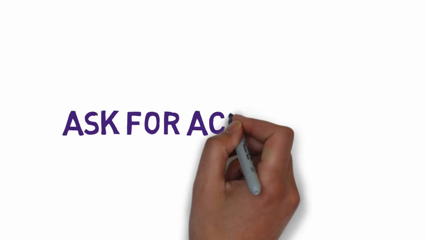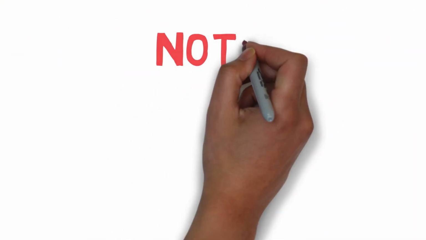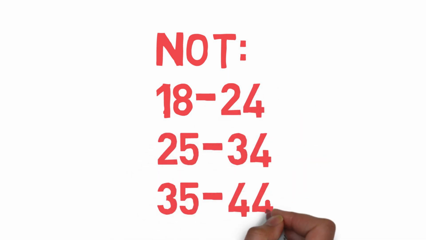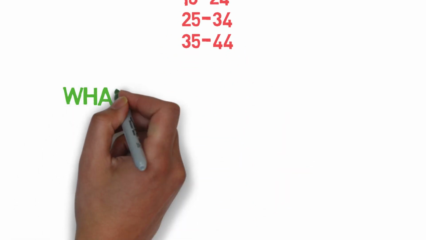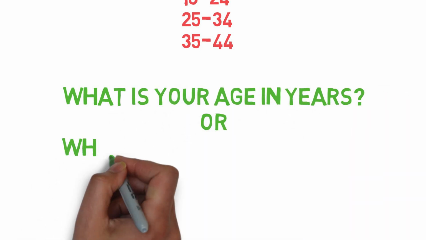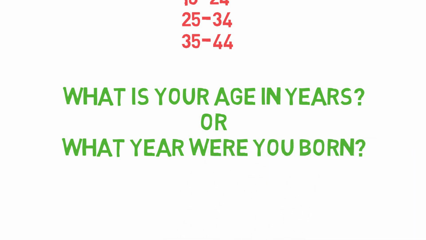And number two, ask for actual age, not age bands. Age bands are the worst because they cannot be analyzed. But if you ask people their age or their birth year, then you can create age bands later, and you can still calculate the average age of your participants or use age as a scale variable.